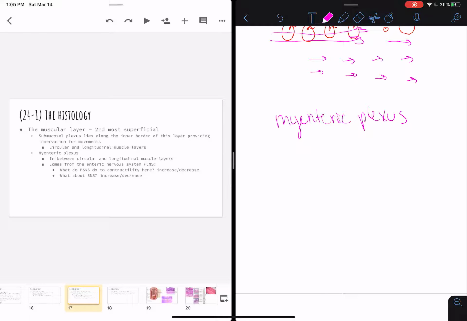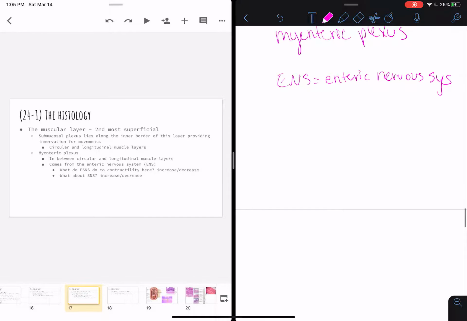Where is the myenteric plexus really stemming from? Well, this is branching off of something called the enteric nervous system, ENS. I don't believe you guys have talked about this during 201, during the nervous chapter, because this is usually not really considered mandatory to understand in A&P courses, and it's also something that we don't really know a lot about. But this is actually a branch of the peripheral nervous system.